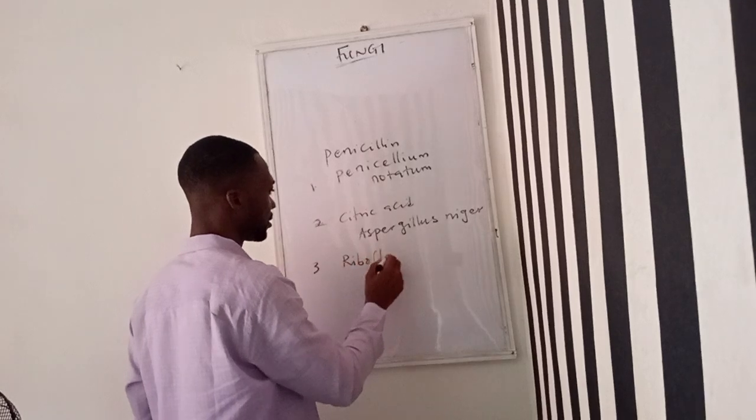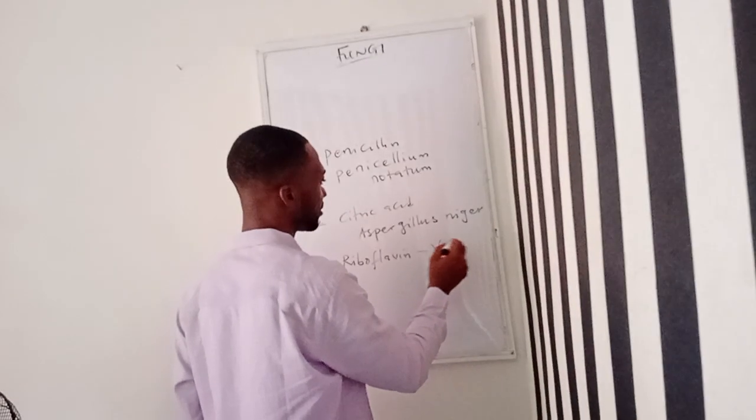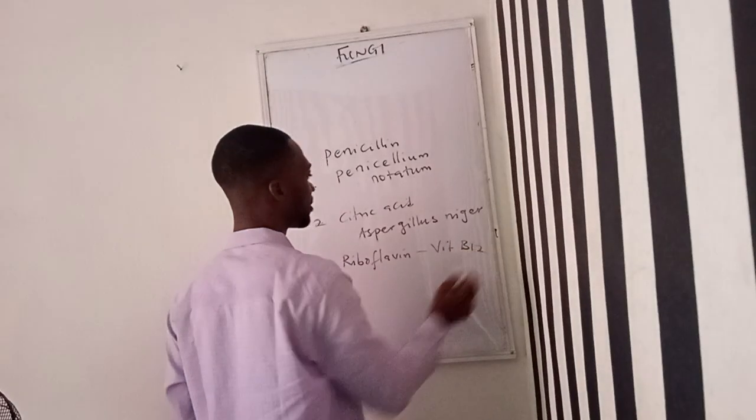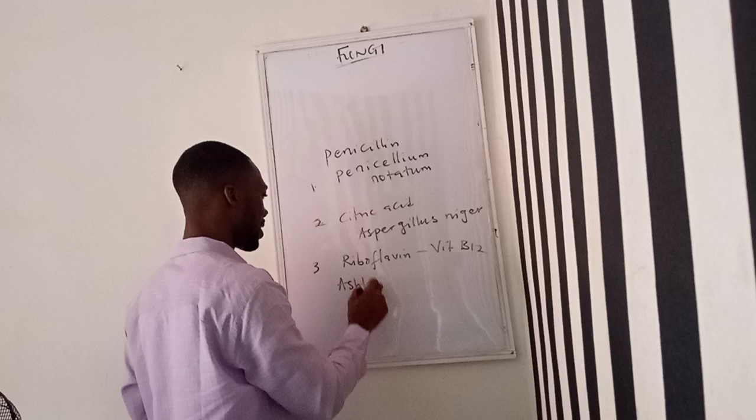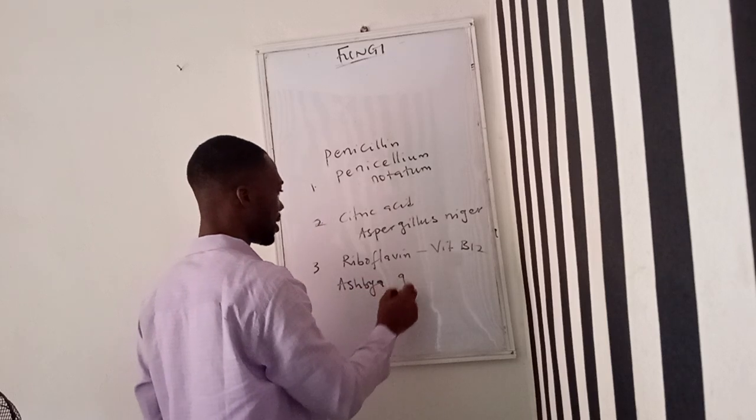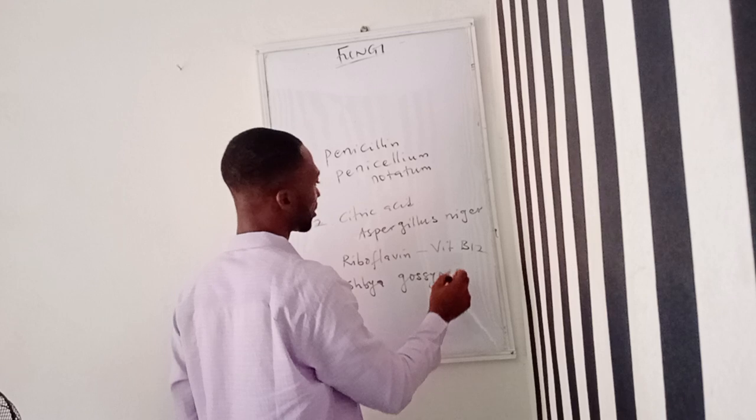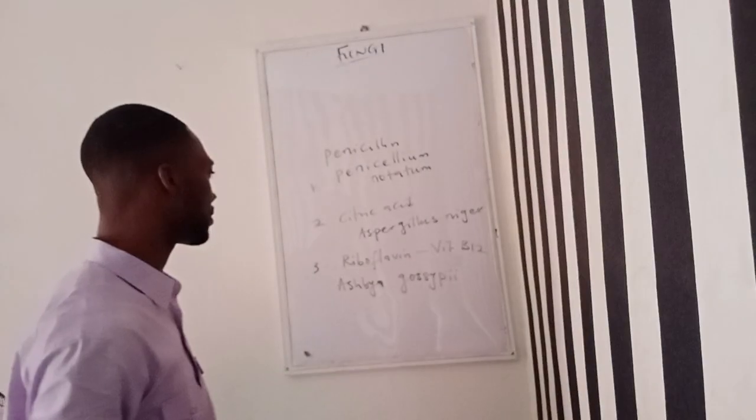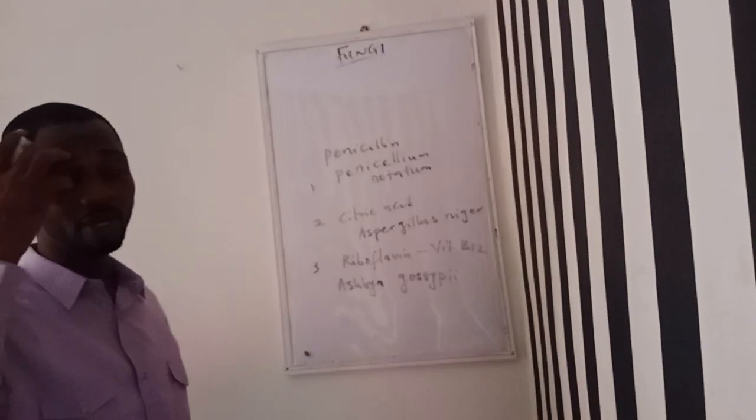Then we also have a fungus that can be used in the production of riboflavin. The riboflavin is in the category of vitamin B12. We have the one they call Ashbya gossypii. So you can see this is another important fungi.